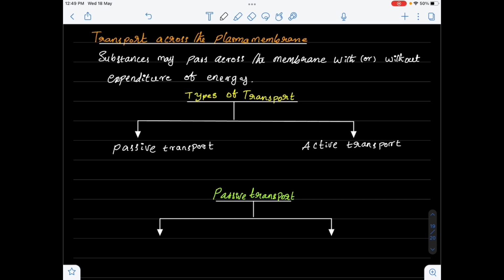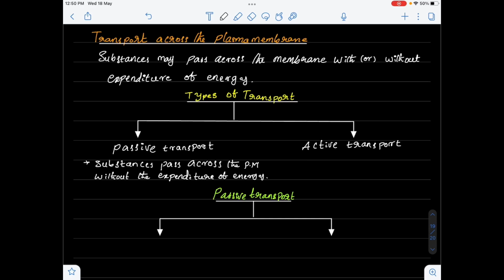Sir, what is passive transport and active transport? If substances pass across the plasma membrane without the expenditure of energy, then it is called passive transport.